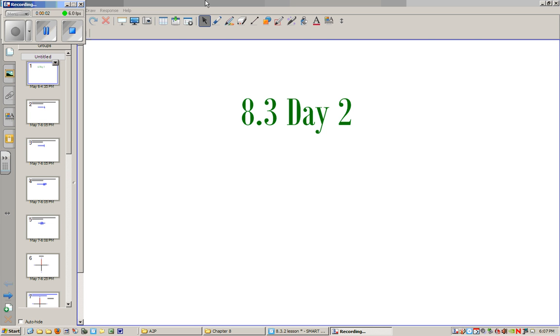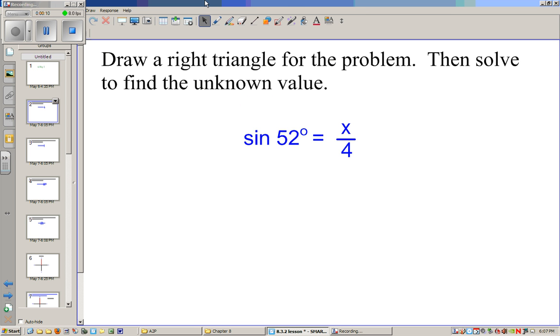Alright, for today we're going to be doing 8.3. We're going to finish up this section today after we started it yesterday. To start, we're going to look at some more right triangle trigonometry problems. So basically a review of what we did yesterday, except for this one, they're asking us to draw our triangle first and then solve for the unknown value.